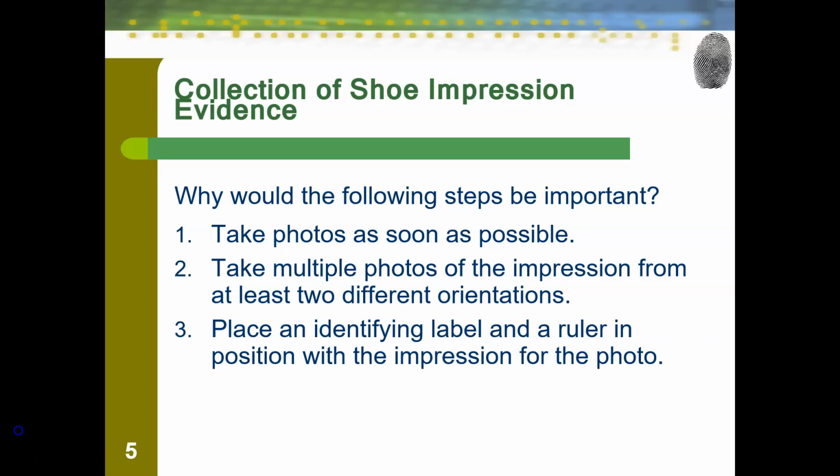You want to place an identifying label and ruler in the position with the impression in the photo. This is important because this is solid forensic procedure and you want to be able to use your pictures in court. Use oblique lighting whenever possible. So oblique lighting is when you take light and instead of having it overhead like it is in my classroom, you move the light to the side. The reason this is important is because we can sometimes get details that were not visible when the light was overhead and allow us to get a better idea of how deep the tread patterns were and that kind of information.